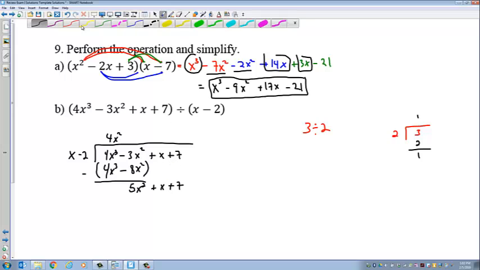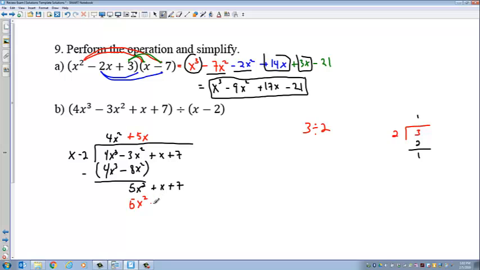All right, so let's start over. Now I have to figure out how many times this goes into 5x squared. And so we'll write plus 5x. And so 5x times x is 5x squared, which is good. That's exactly what I wanted. And then 5x times minus 2 is a minus 10x. And again, we'll do a minus and the whole thing.